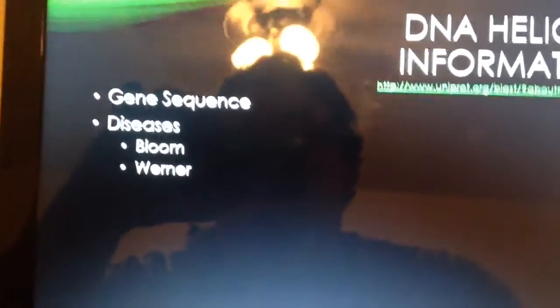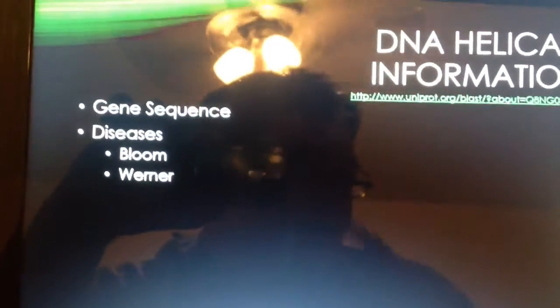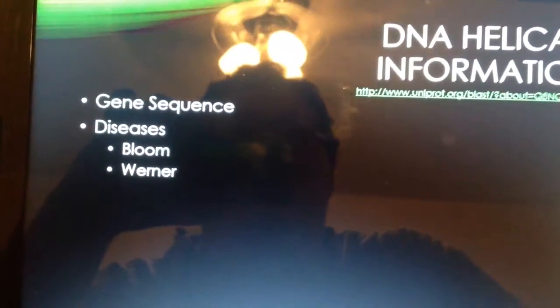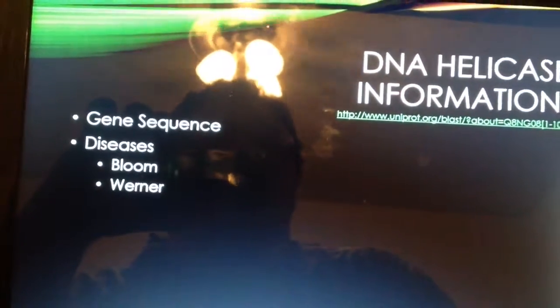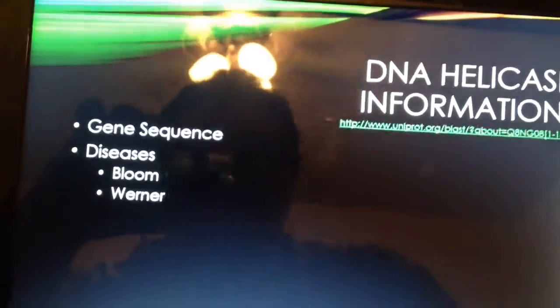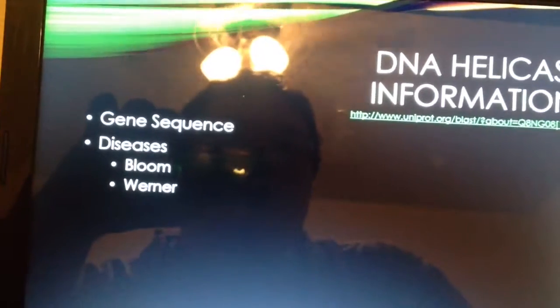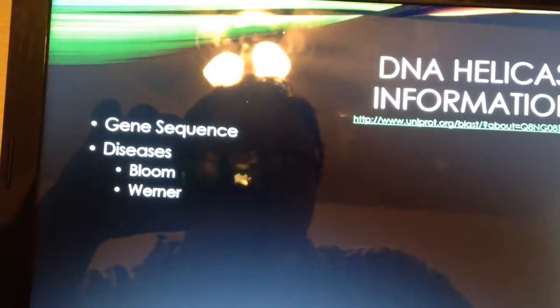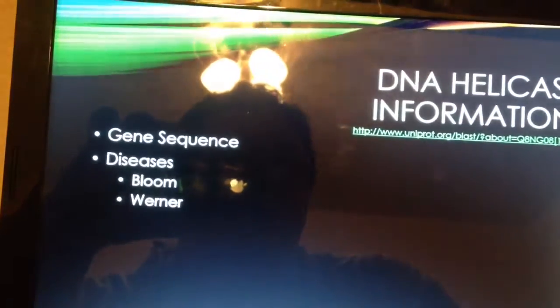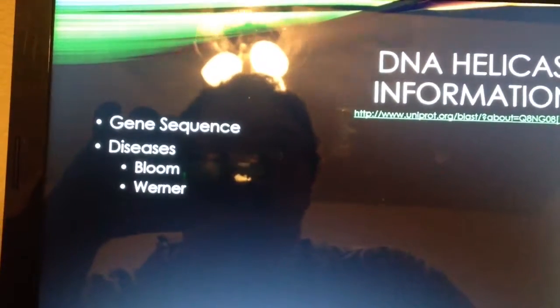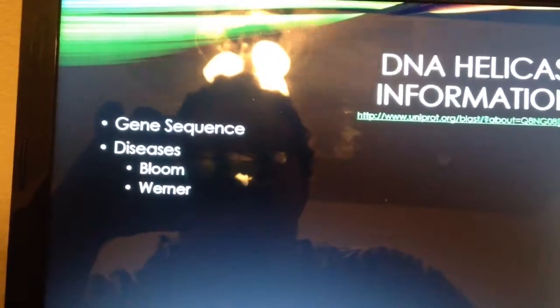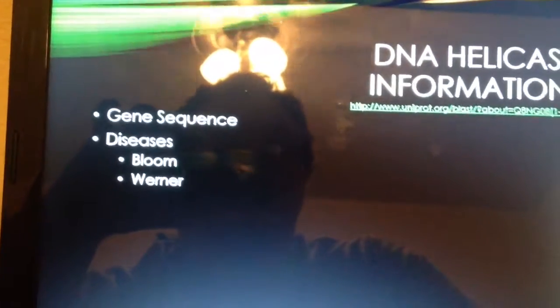And then Werner's syndrome is going to be sort of premature aging. Those who suffer from this see the things that you'd see with older people, the symptoms that come with aging, and there are some stunted growth issues, and it's more common. I believe the number is like 1 in 200,000. At the end of this, I have the website I went to. It's got all that information on it.